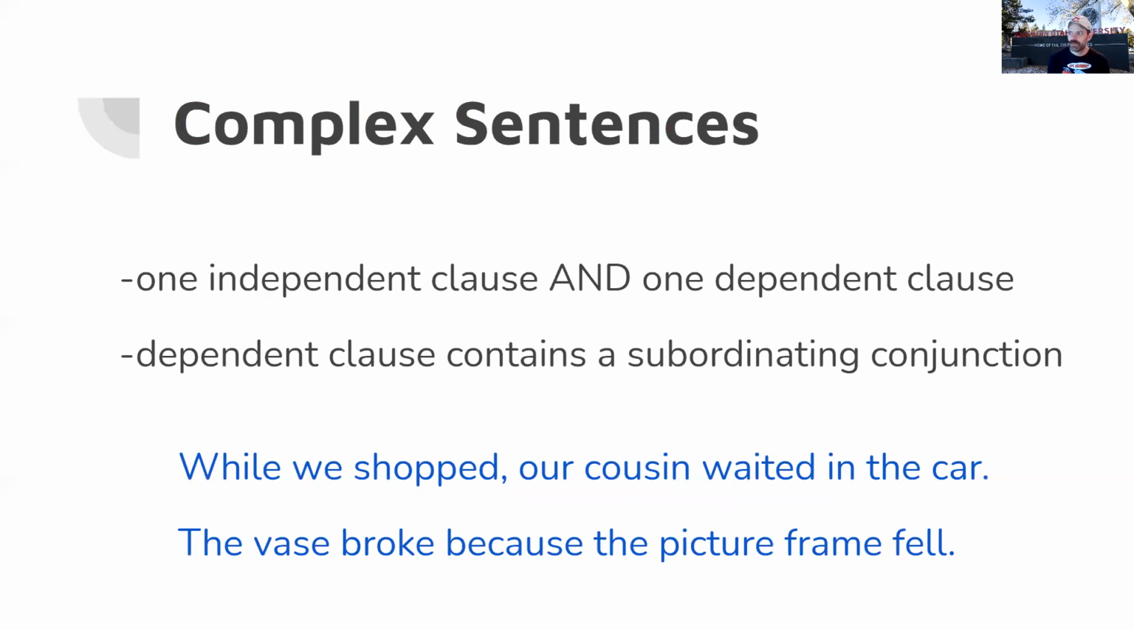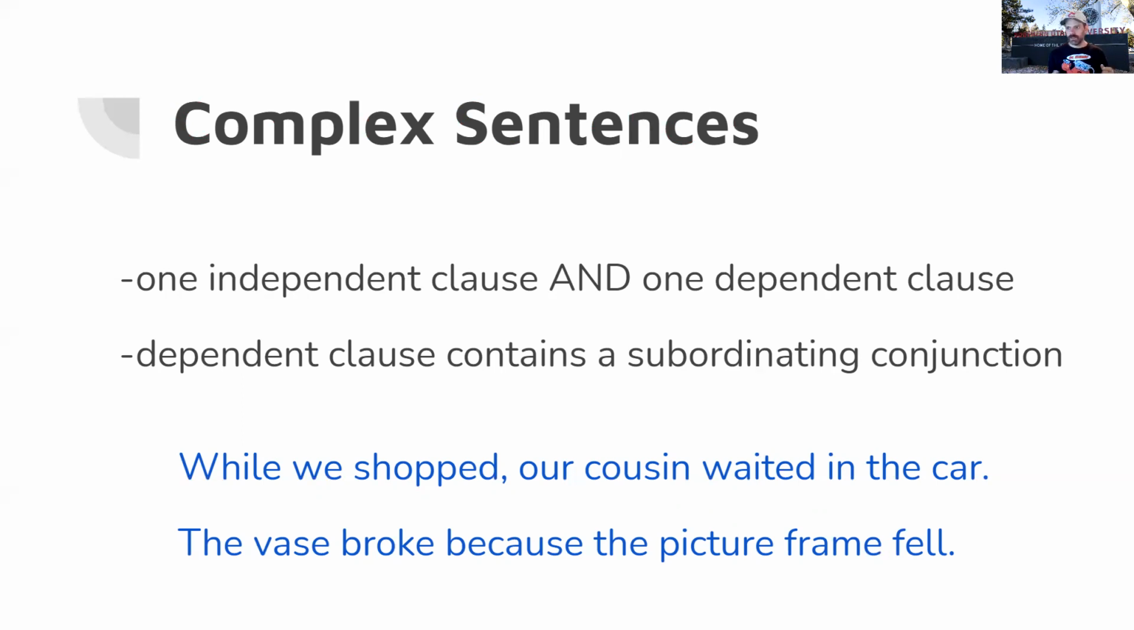So let's take a look at a couple sentences. While we shopped, our cousin waited in the car, and the vase broke because the picture frame fell. If we look at this first sentence, let's try to identify the two parts. While we shopped is one of them. This is our dependent clause. It's got that subordinating conjunction at the beginning, so that can't function as its own sentence. Within it, there's a small sentence, right? We shopped. And then another sentence here that could function independently: our cousin waited in the car.